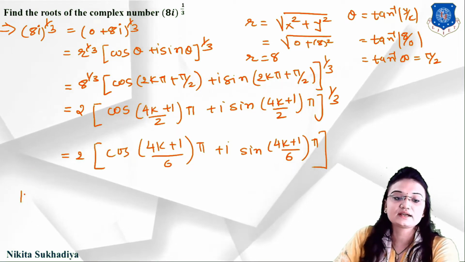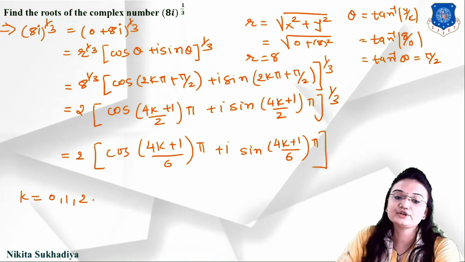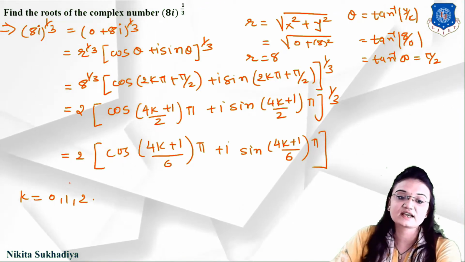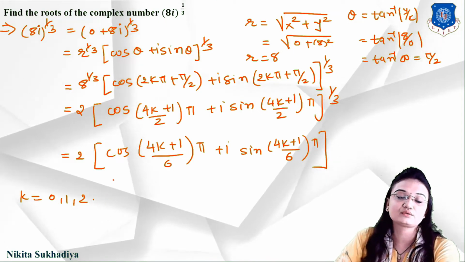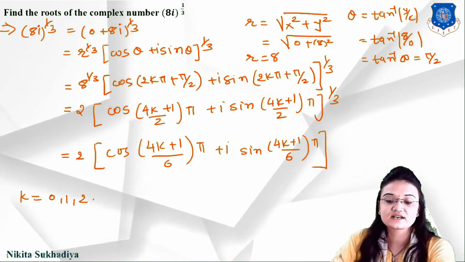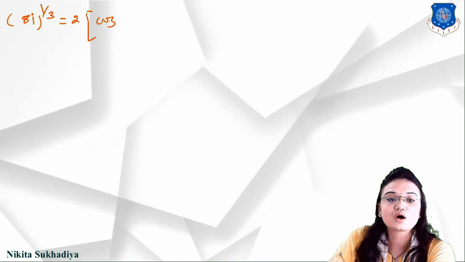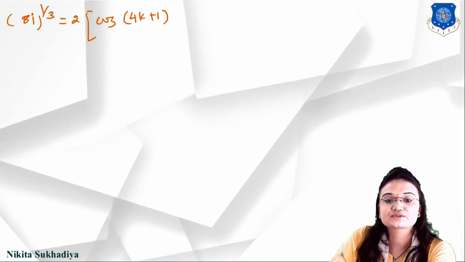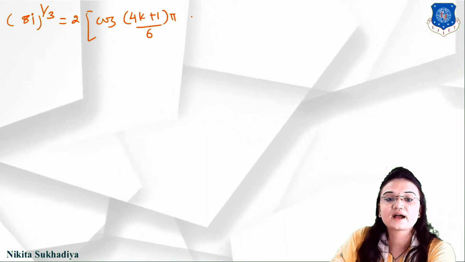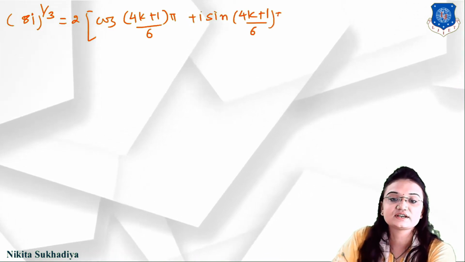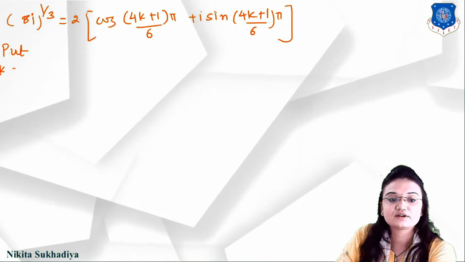Now put k equal to 0, 1 and 2 only, because here we have to find the third root of the complex number. By taking k equal to 0, 1, 2, we will get the 3 roots of this complex number. So z is equal to 8i raised to 1 by 3, which equals 2 (cos ((4k plus 1) by 6 into pi) plus i sin ((4k plus 1) upon 6 into pi)). For k equal to 0.